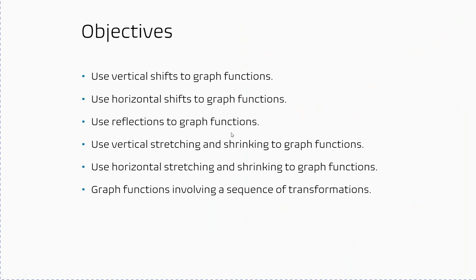We're going to talk about first vertical shifts to graph functions, then horizontal shifts, then reflections to graph. We'll do vertical and horizontal stretching and shrinking. And the last thing we'll do is a sequence, so we'll do multiple things. First I'm going to walk you through what a vertical shift looks like, what a horizontal shift looks like, what reflection, vertical stretching, and horizontal stretching or shrinking are. Then we'll do a combination of all these things. You can see one example there.